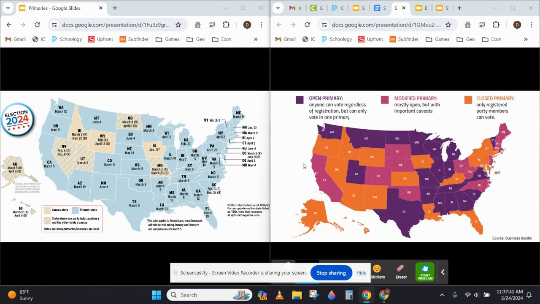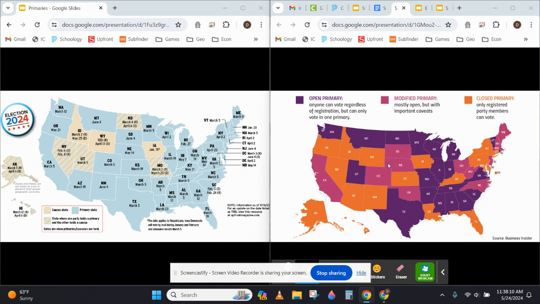So here's a map showing the schedule for this year. These are pretty much all done. A lot of them are in March. You can see Colorado is on March 5th. That was Super Tuesday. Each of these kind of have their own date, and usually by March, April, we know who the candidates are going to be. This map over here says which ones are open versus closed. So these purple ones, you can vote no matter what.